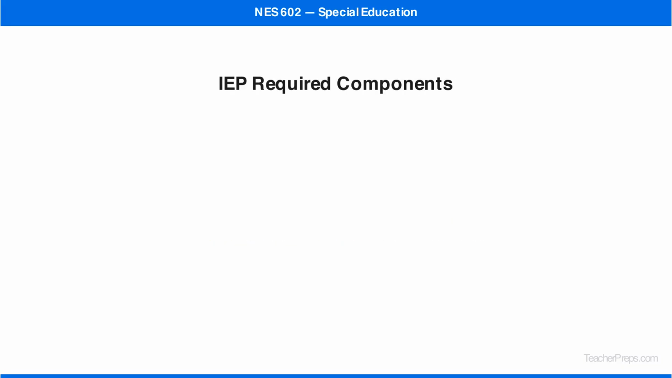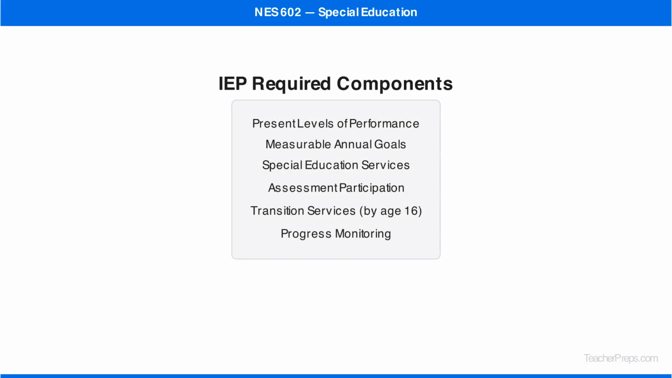Now let's cover individualized programming. The IEP has several required components. Present levels of performance describes the student's current achievement and functional performance using data. Measurable annual goals are specific objectives the student can reasonably accomplish in 1 year, linked to present levels and aligned to standards. Special education services list the specially designed instruction, related services like speech, occupational therapy, and physical therapy, supplementary aids, and supports. Assessment participation states how the student will take state and district tests, including accommodations.